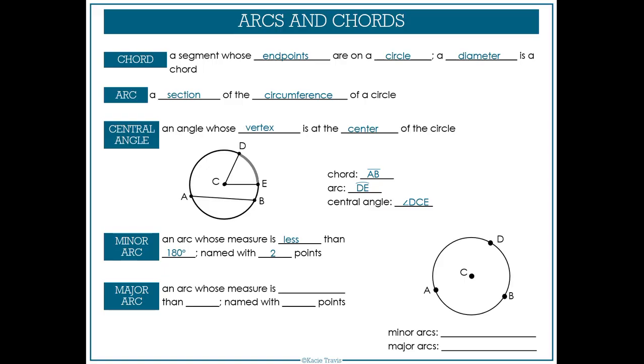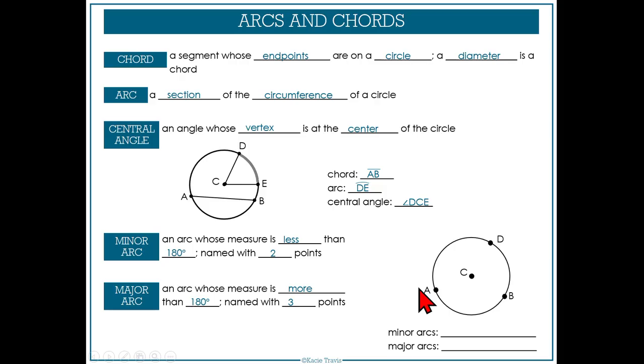So when we talk about a major arc, it's the opposite. It's more than 180. And this is named with 3 points. Now, why do we name these with three? Why do we name these with two? When we name something with 2 points, it's letting us know this is a smaller portion of the circumference here.